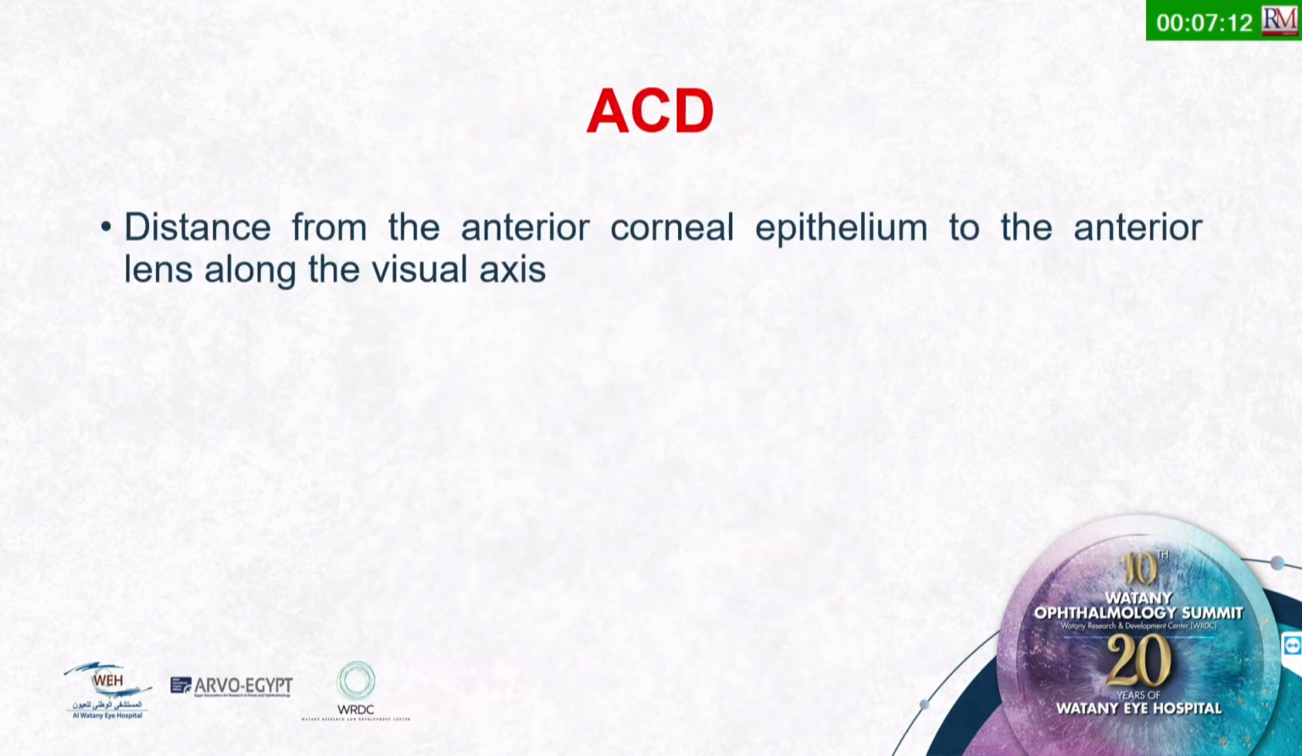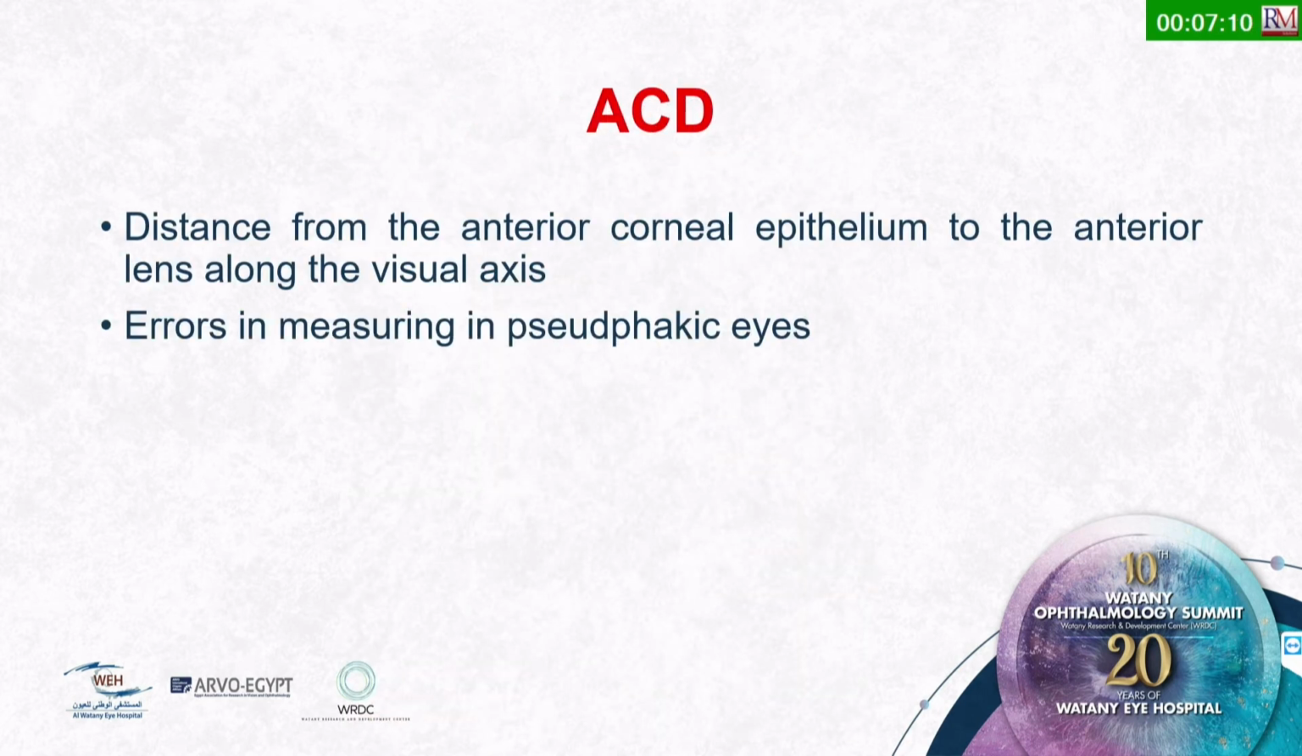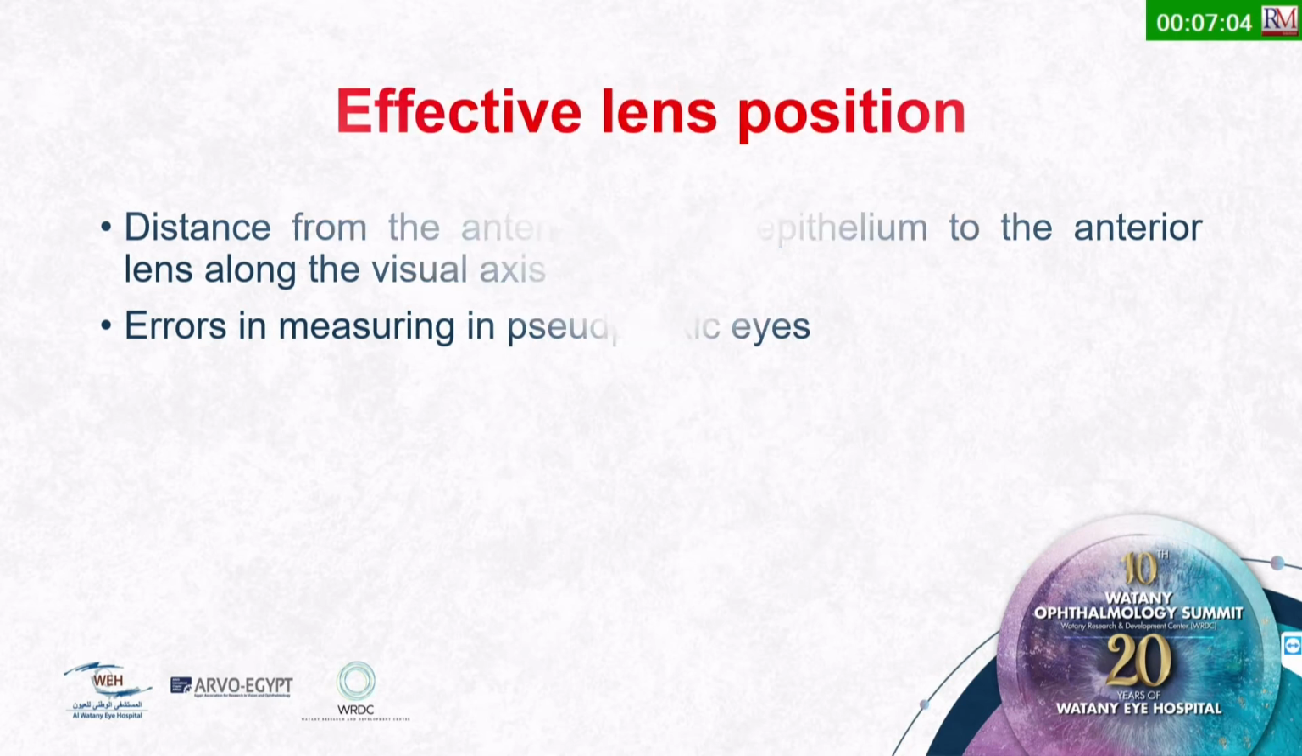Now for the AC depth, it is the distance from the anterior corneal epithelium to the anterior lens along the visual axis. There are a lot of errors in measuring in pseudophakic eyes.